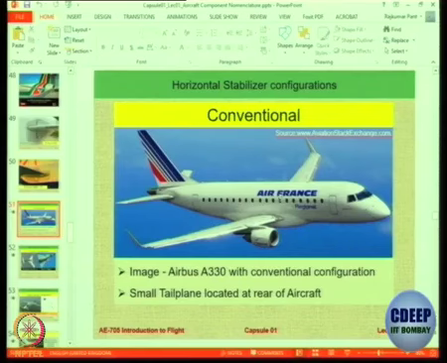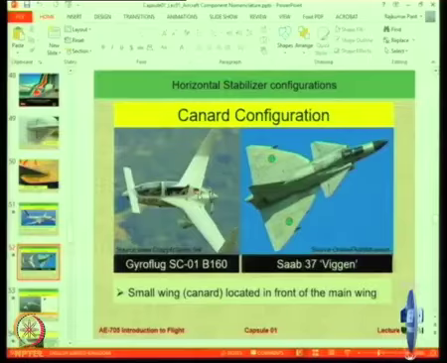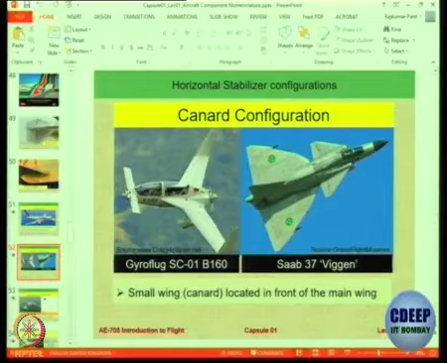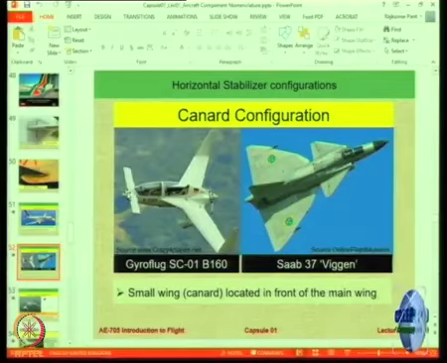This is conventional, where you have a tailplane here and the wings here. You could have a canard, in which the tail is in the front like this or like this. These two canards are different. One of them is a control canard, one of them is a lifting canard. Now this distinction I don't want to tell you, I want you to figure out on Moodle and tell me.